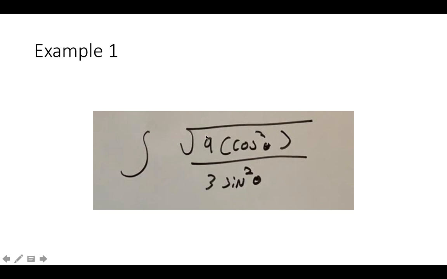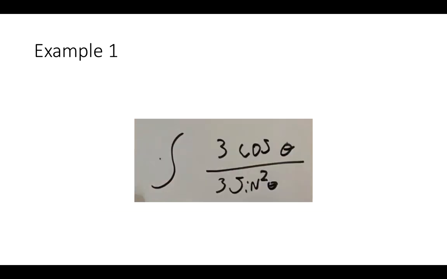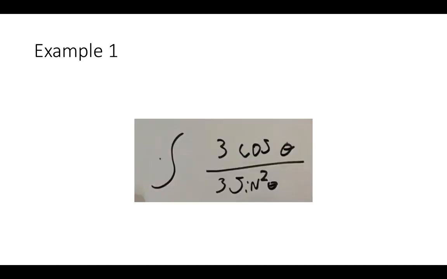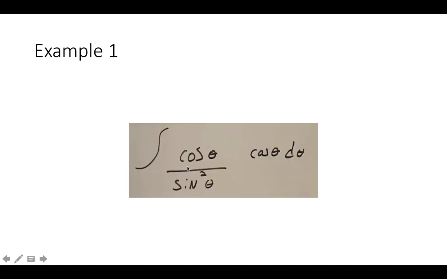So what we're going to do now? We're going to use the square root on the numerator. If we use the square root in the numerator, we get 3 cosine theta divided by 3 sine squared theta. Now what are we going to do? I'm going to try to simplify this. The 3's cancel out, and now we're left with cosine theta divided by sine squared theta times cosine theta d theta.